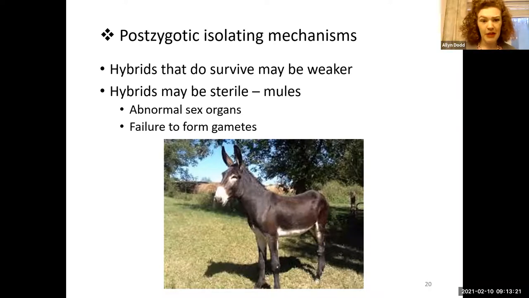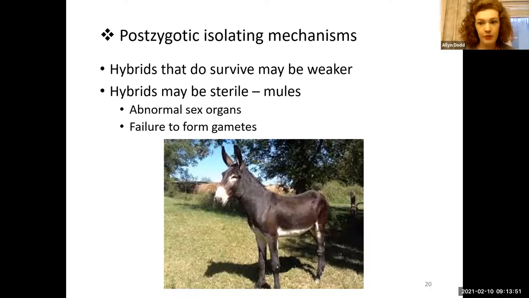And even if you have hybrids who are just not as adapted to the environment and don't survive as well, that's still technically a postzygotic isolating mechanism, because over time, selection will select against those hybrids. And over time, in theory, they will be excluded from future populations. Those two populations may become more and more isolated and less likely to even produce hybrids.